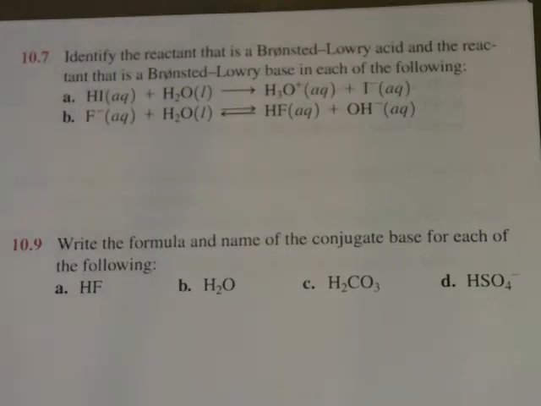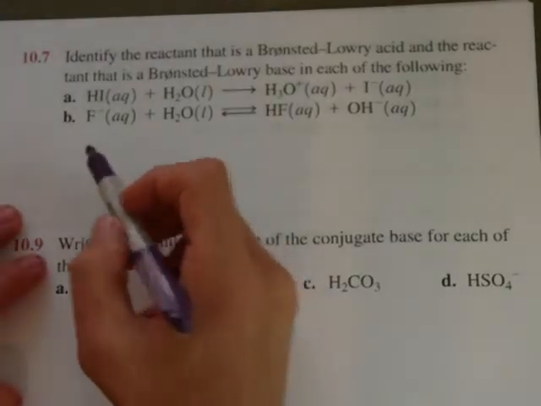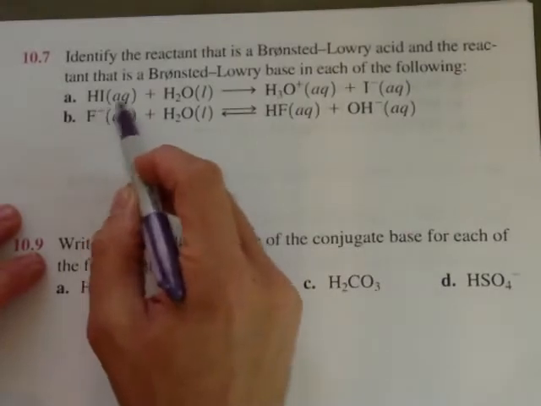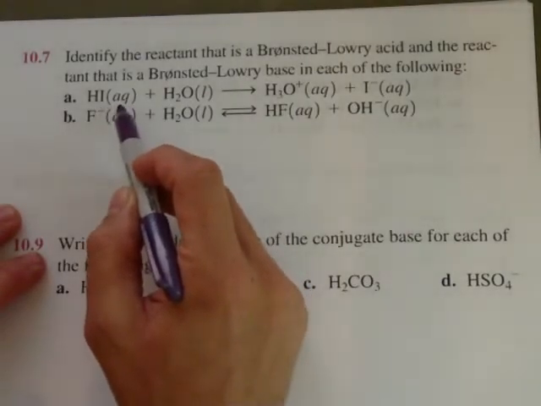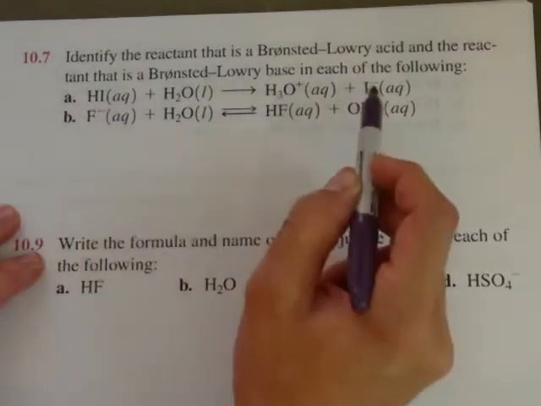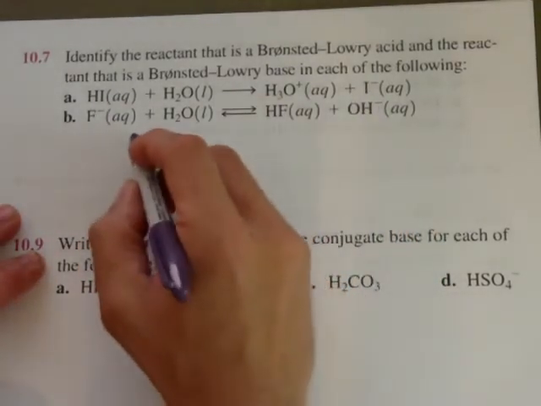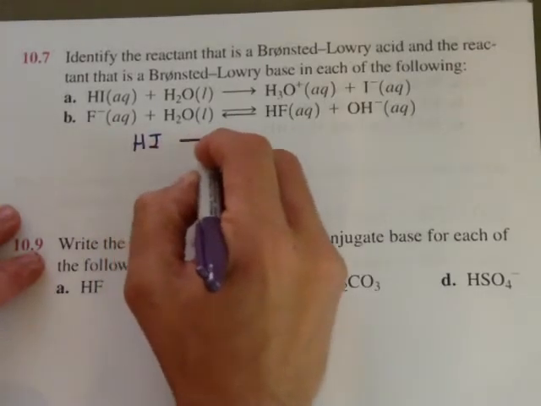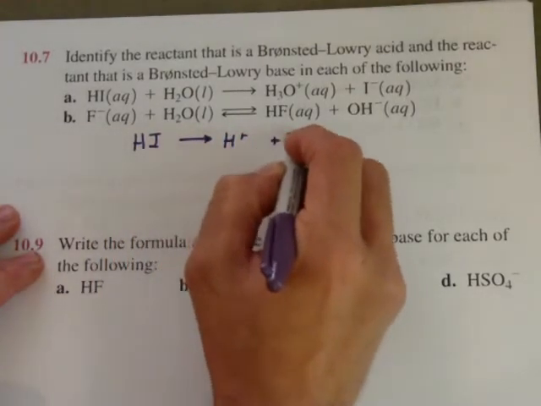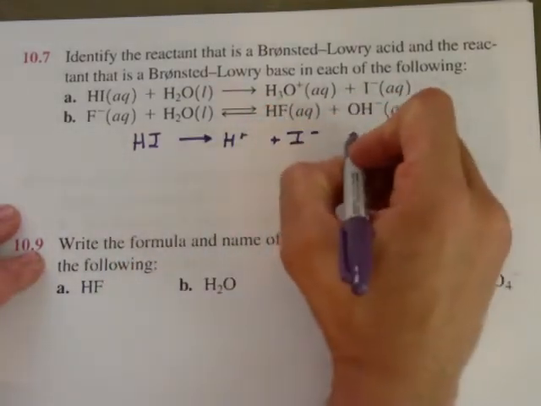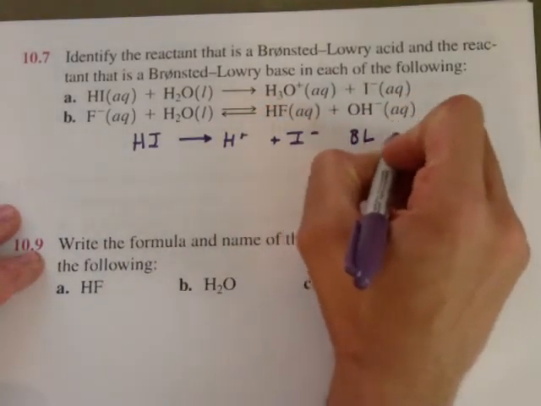In this question, you want to remember that by definition, a Bronsted-Lowry acid is one that will donate an H plus, or an acidic proton, and a Bronsted-Lowry base will accept it. So here, what we're looking at overall is which reactant is losing the H plus. Here you see HI going to H plus and I minus. And so HI is the Bronsted-Lowry acid.